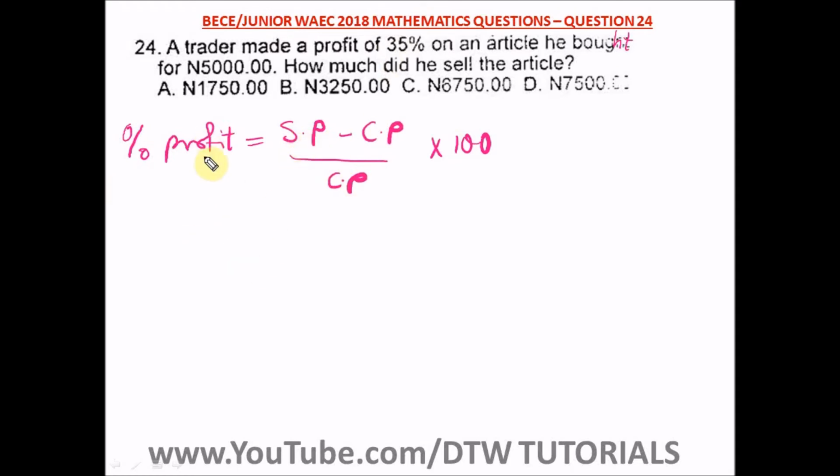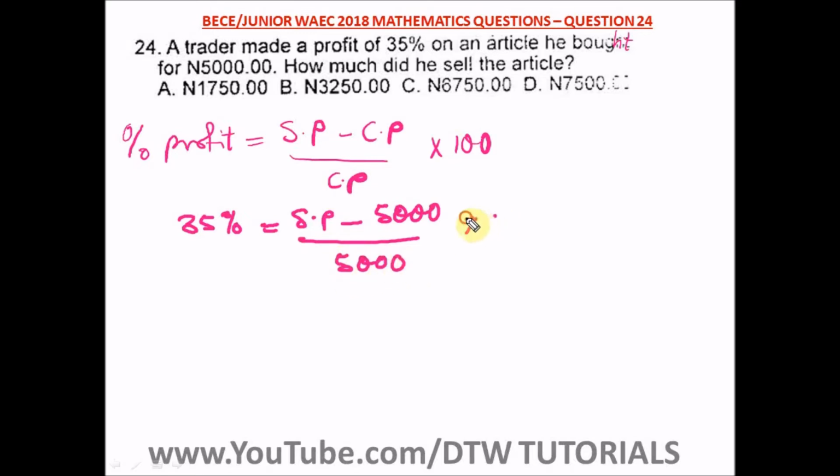Okay, so let's put in the values now. For our percentage profit, we've been given 35%, equal to, we're looking for our selling price, so let's leave it like this, minus our cost price, which we've been given as 5,000 naira, divided by our cost price again, 5,000 naira.